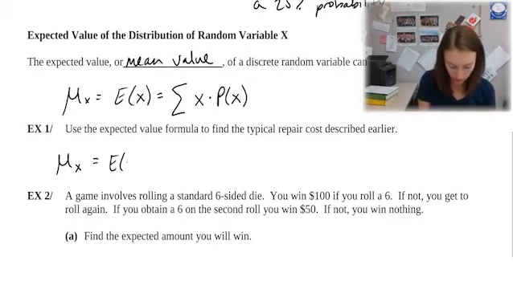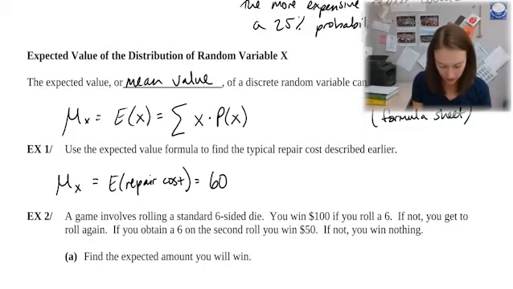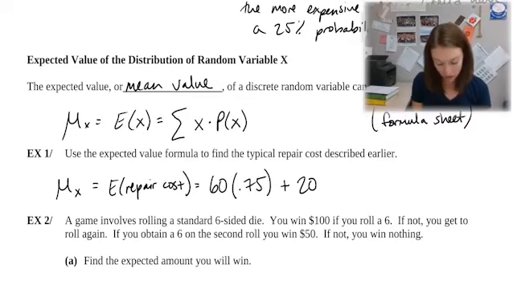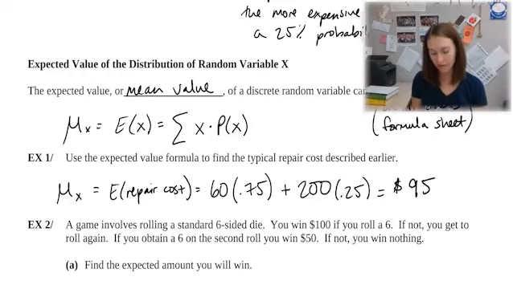So if we look at the example from above, we have the mean of x, or the expected value of the repair cost. I'm going to put some context in here, as you know, it's very important in AP Stats. It could cost $60, and that happens 75% of the time, plus it could cost $200, so the initial 60 plus 100 plus 40, and that happens 25% of the time. And we would get an expected cost of $95.